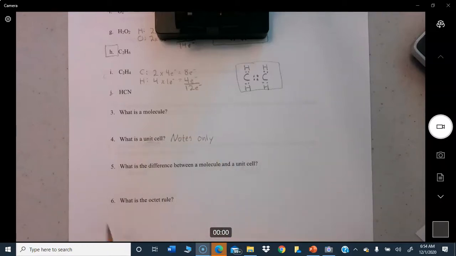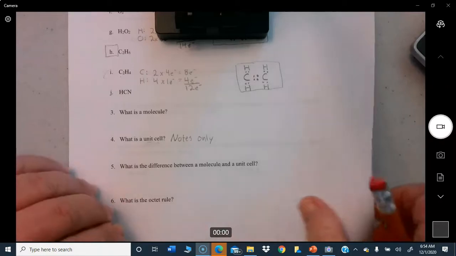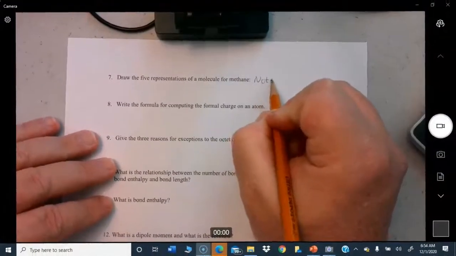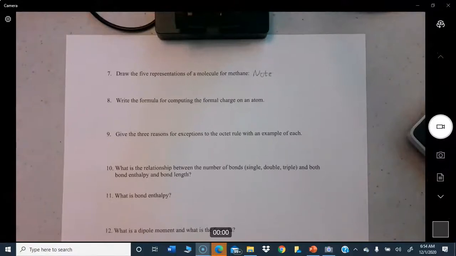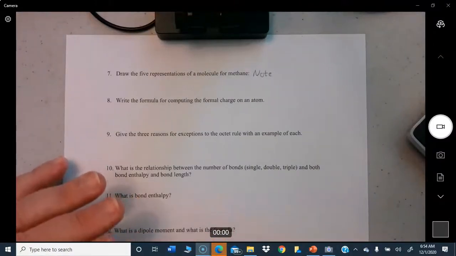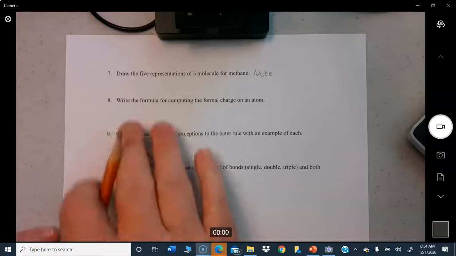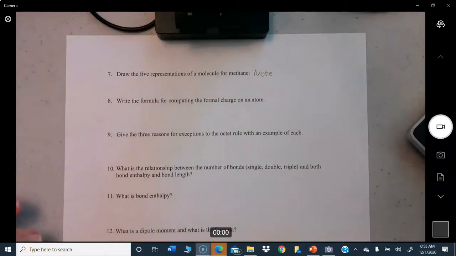Okay, octet rule is very basic. We've said that 1,000 times. That's in both the video and the notes. Okay, this is notes only. There's 5 different ways you can draw molecules. They're different structures. There's the space-filling model, there's the perspective model, and there's 3 others. So go ahead and draw just an example of those. You can just use a simple molecule like water or methane, CH4 if you'd like.